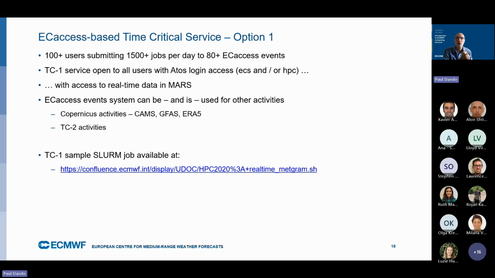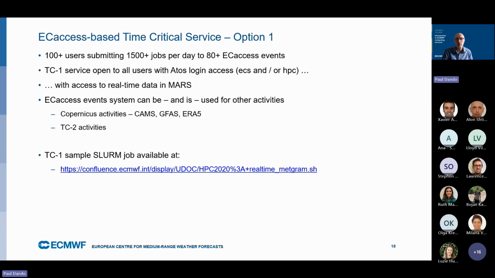There's also an event for when the consolidation happens of the ERA 5 data, where the latest set of ERA 5 data becomes available in Mars. The TC1 service, this time critical option 1 service, is open to all users with login access on the Atos HPC, either to ECS or to HPC. Obviously, the queues that you can use depend on which access you have. If you only have access to the ECS login, then you can only use the queues on ECS, but otherwise you can use both ECS and HPC.